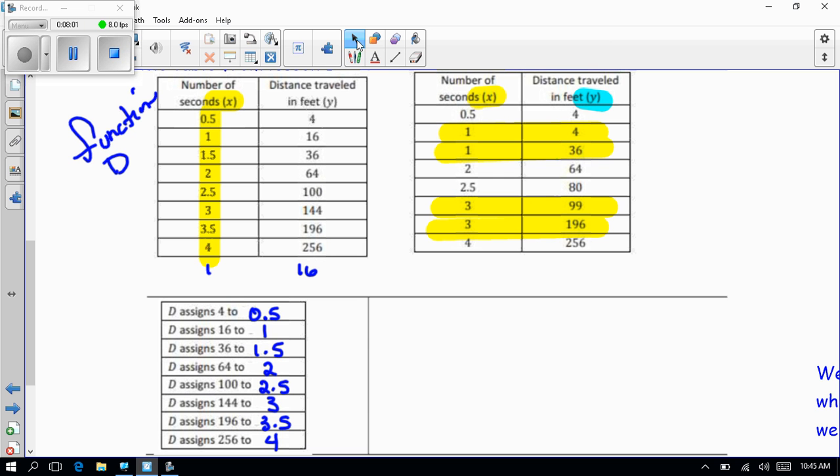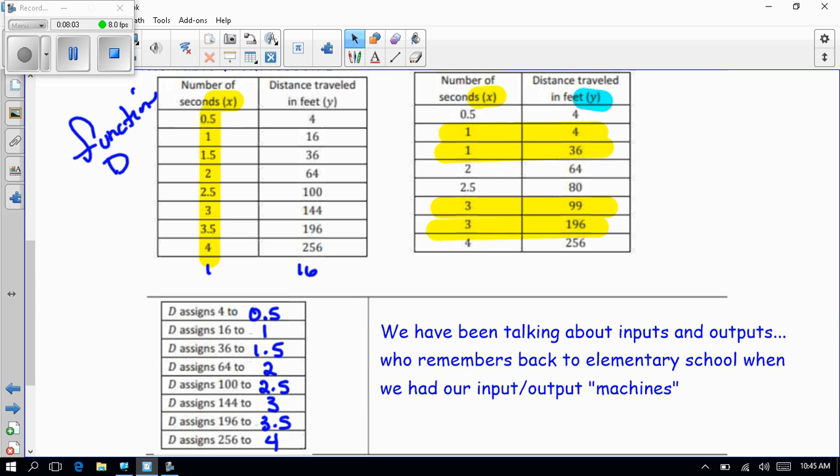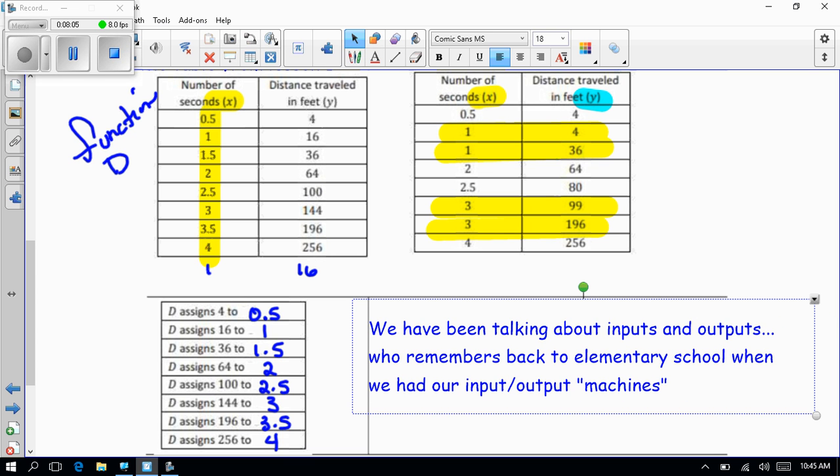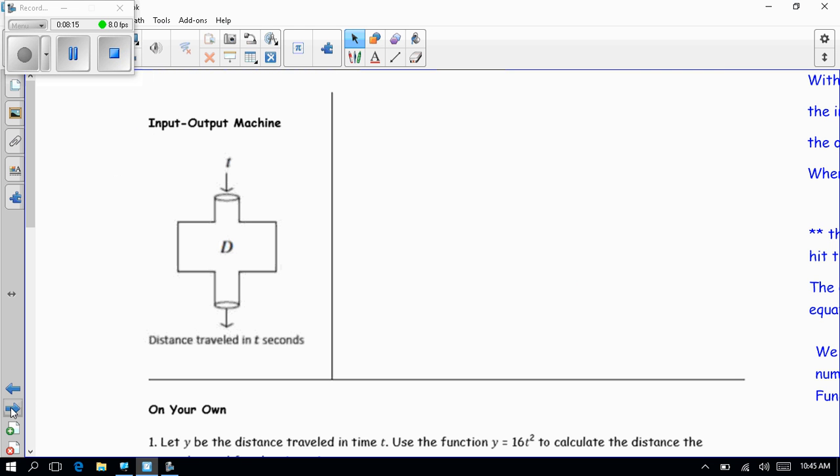So where have we maybe seen this before? We've been talking about inputs and outputs. Who remembers back to elementary school when you might have had an input-output machine? I can remember that. Back in the olden days, I had an input-output machine, and it might have looked something like this, where you're inputting something into the machine, and it's doing something, and then your output is whatever it is that's being done by the machine.